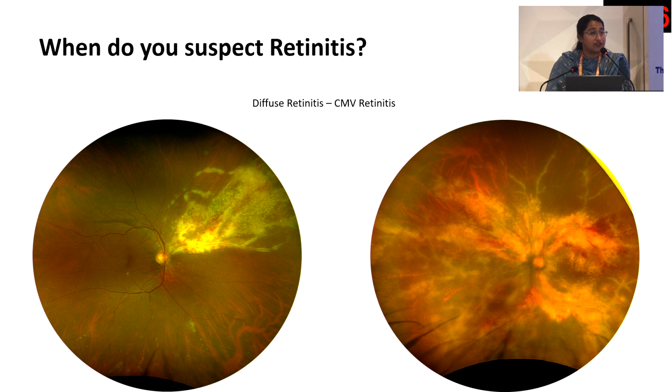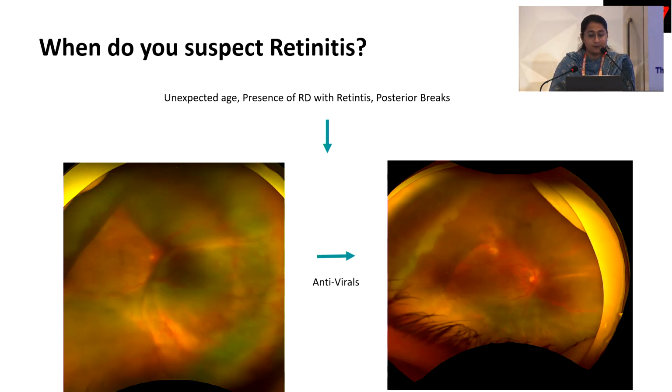Then diffuse retinitis, such as a case of CMV retinitis. The difference in these patients is that the posterior pole is commonly involved. It is associated with hemorrhages. Image on the right-hand side is of granular type of CMV, whereas on the left-hand side you can see a predominant frosted branch appearance of CMV retinitis.